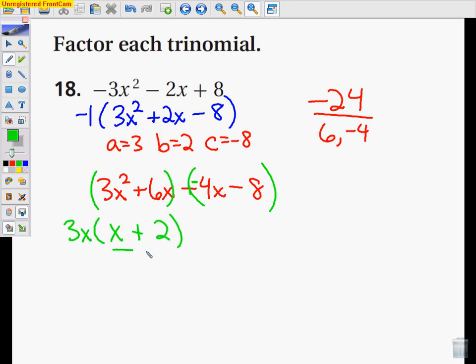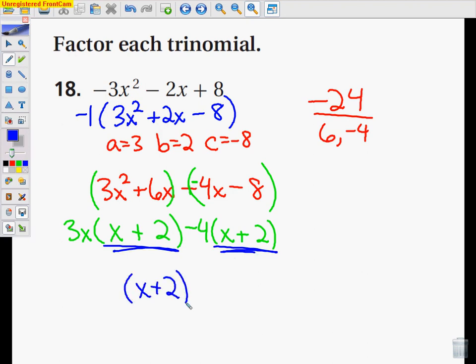Again, we know that this parentheses and whatever parentheses we have here have to be the same. So what I would suggest then is to take out a negative 4. When you divide out negative 4, you get an x for the first position. And then negative 8 divided by negative 4 is positive 2. So now once again, we see that this parentheses and this parentheses are the same. If they're not the same, you've done something wrong, right?